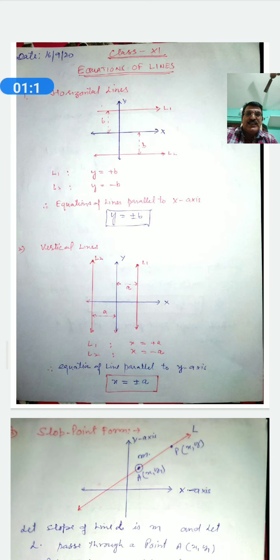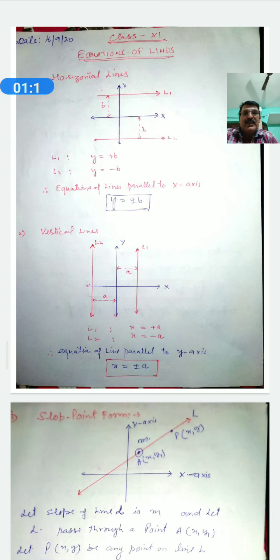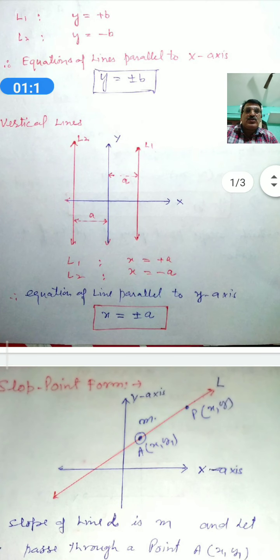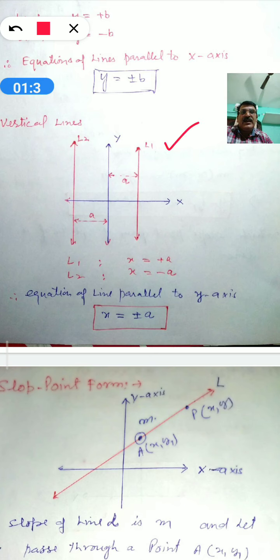Now let us take vertical lines. Now let us consider here that line L1 is parallel to y-axis and L2 is also parallel to y-axis at a distance a unit. L1 is at a distance a unit on the right side of y-axis and L2 is at a distance a unit on left side of y-axis. So that is why equation of line L1 will be x is equal to plus a and equation of line L2 is x is equal to minus a.